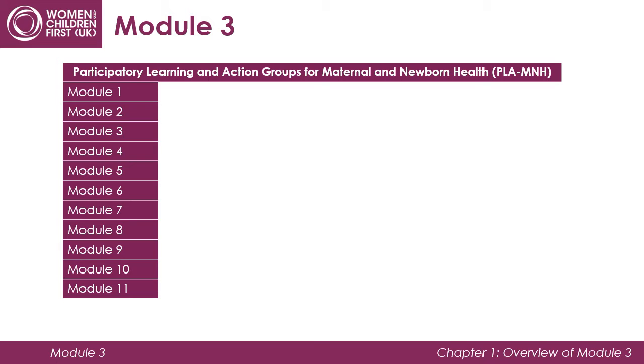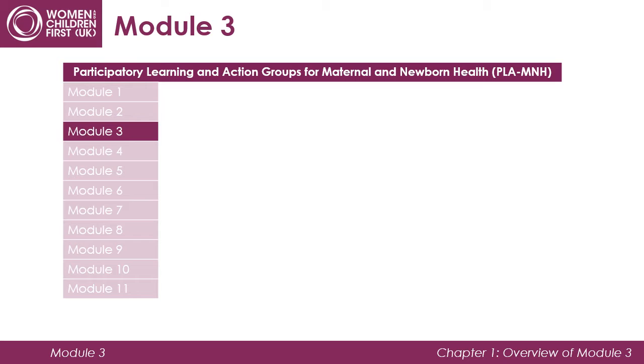The Participatory Learning and Action for Maternal and Newborn Health PLA-MNH course consists of 11 modules. We will be exploring Module 3. Module 3 explores the 4 key responsibilities of PLA-MNH group facilitators. 1. Facilitating the PLA-MNH group action cycle. 2. Reporting on PLA-MNH group progress. 3. Linking PLA-MNH groups. And 4. Building the capacity of PLA-MNH group committees.